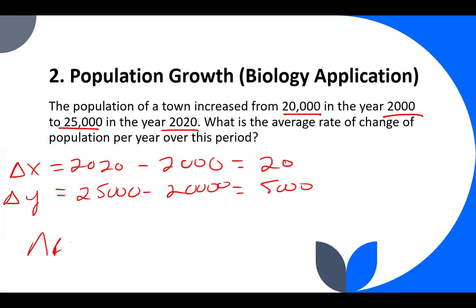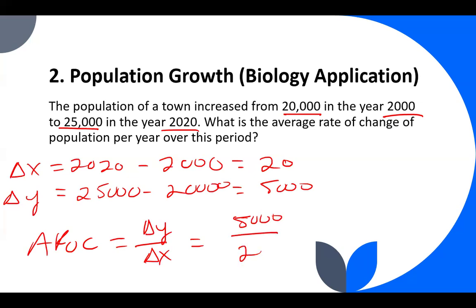So can I find my AROC? Yes. Remember, it's your change in Y over your change in X. What is our change in Y? 5,000. What's our change in X? 20. Cut off those zeros. What's half of 500? 250. So the population has grown 250 per year. That says people. I know it doesn't. It looks weird, so I'm going to rewrite it, but in my mind, I was writing people. Okay? Yay, nay?